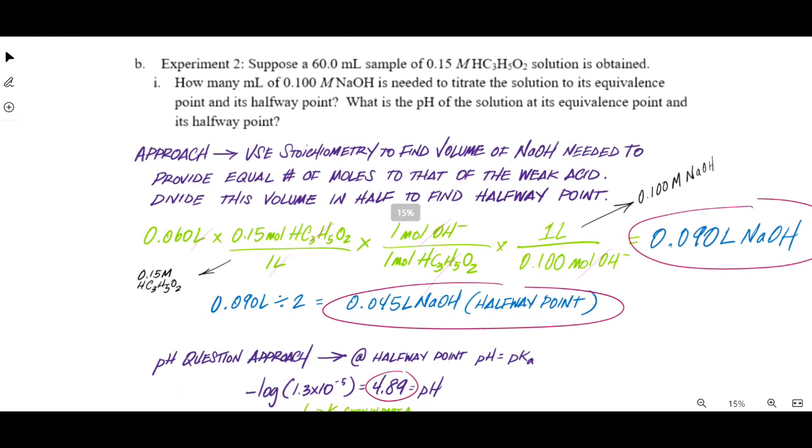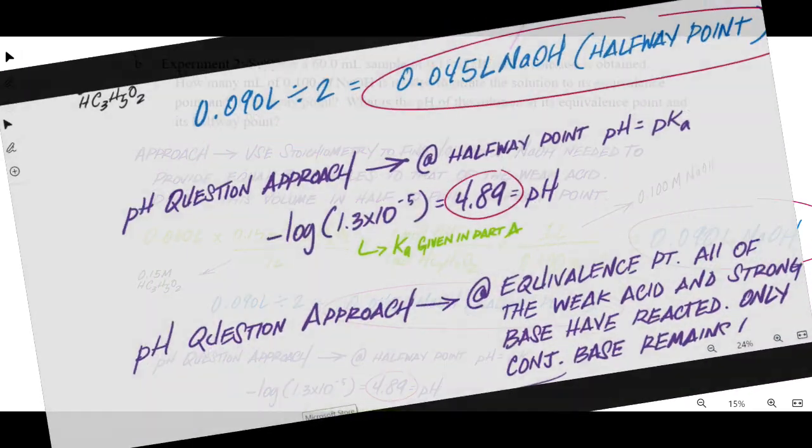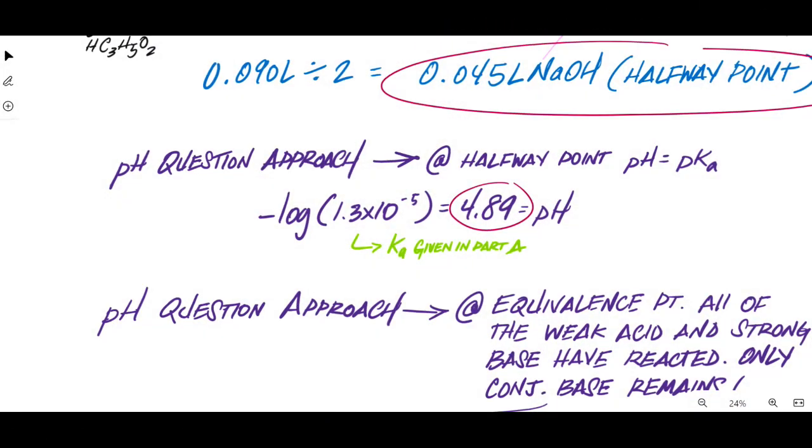All right, now let's get into the pH part of this problem. So now we're ready to deal with the pH portion of this question. And I would like to deal with the pH at the halfway point first, just because it's a bit easier and more straightforward. Now, by definition, at the halfway point, we know that the pH will be equal to the pKa. Now, we were given the Ka back in the original problem.